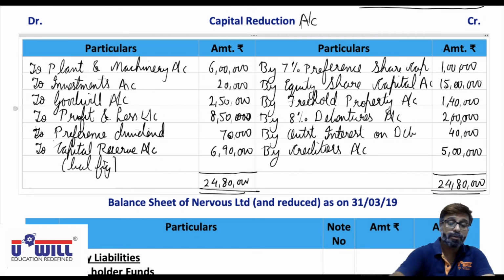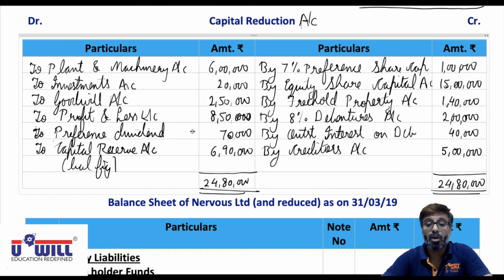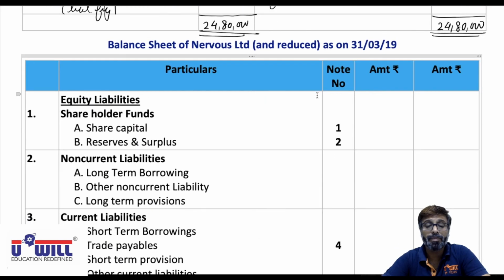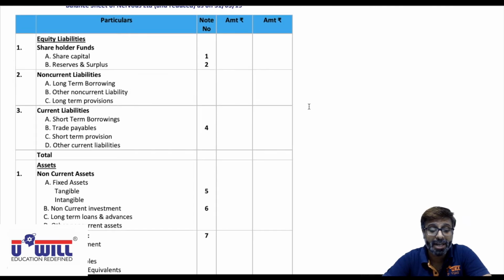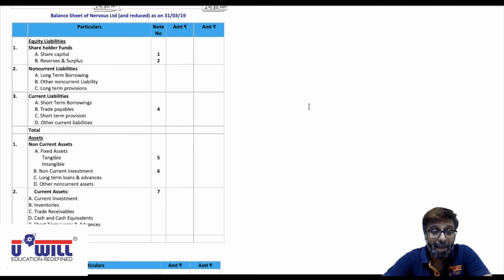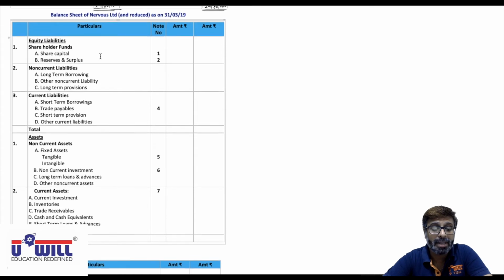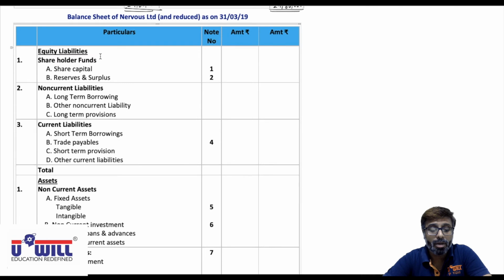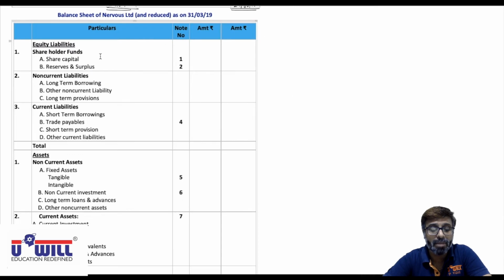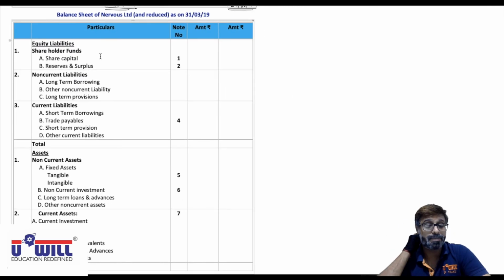Now, as usual, all of you pause the video and make the format of the balance sheet. Make a blank format of the balance sheet. In the balance sheet heading, don't forget to write what? Balance Sheet of Nervous Limited and Reduced as on 31/3/90. Make this format, then we make the notes and fill in the blanks. Do it fast, everyone.